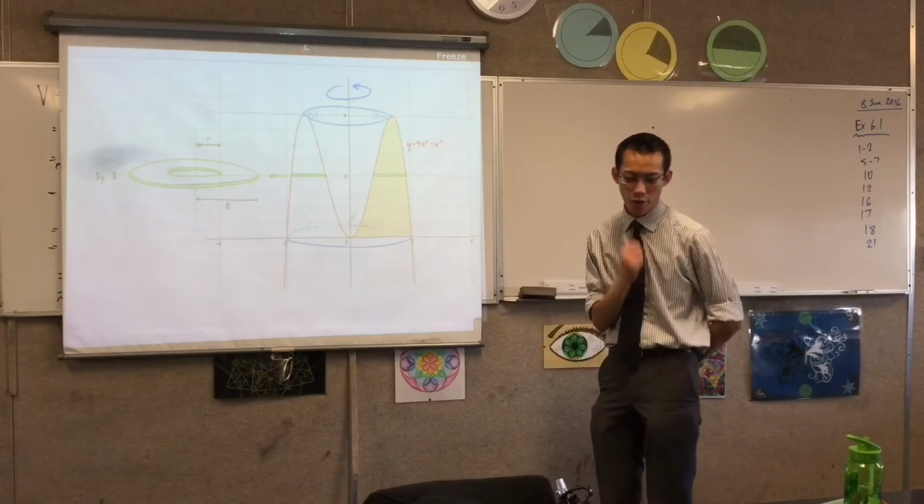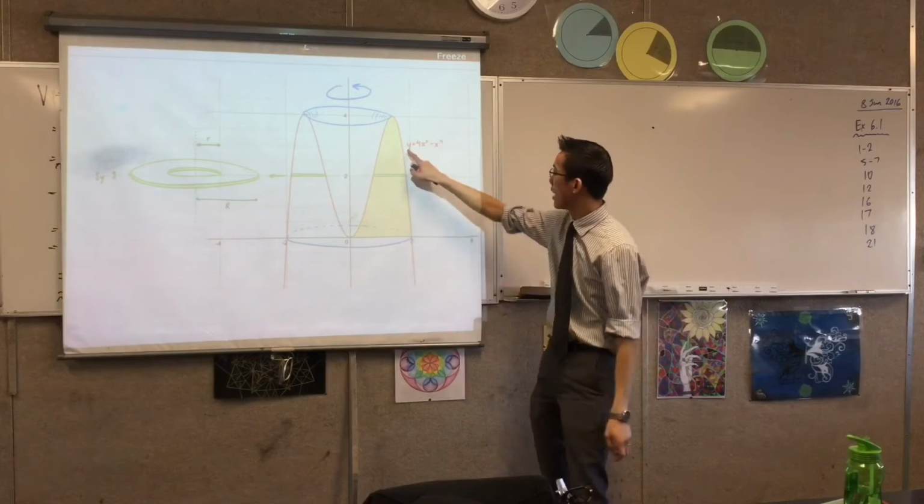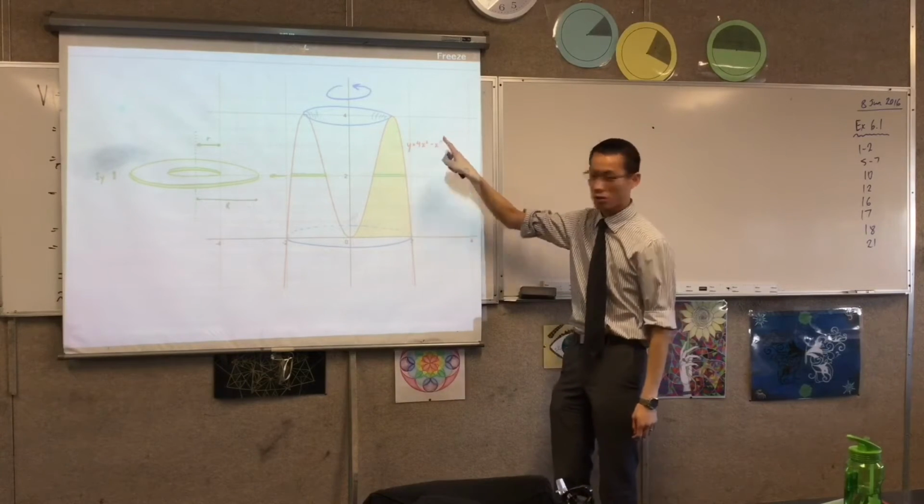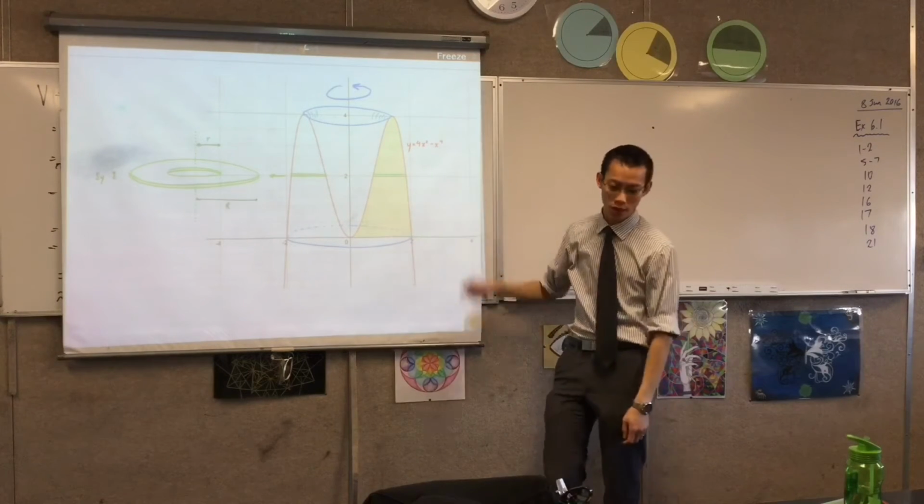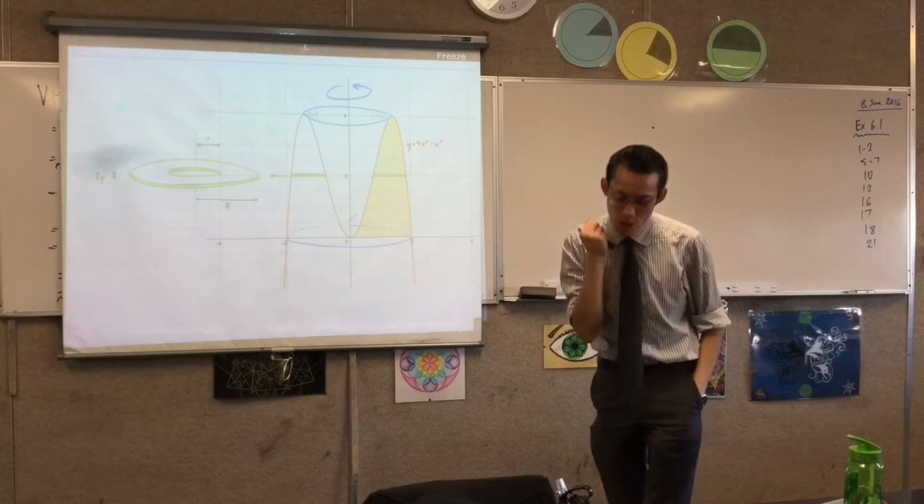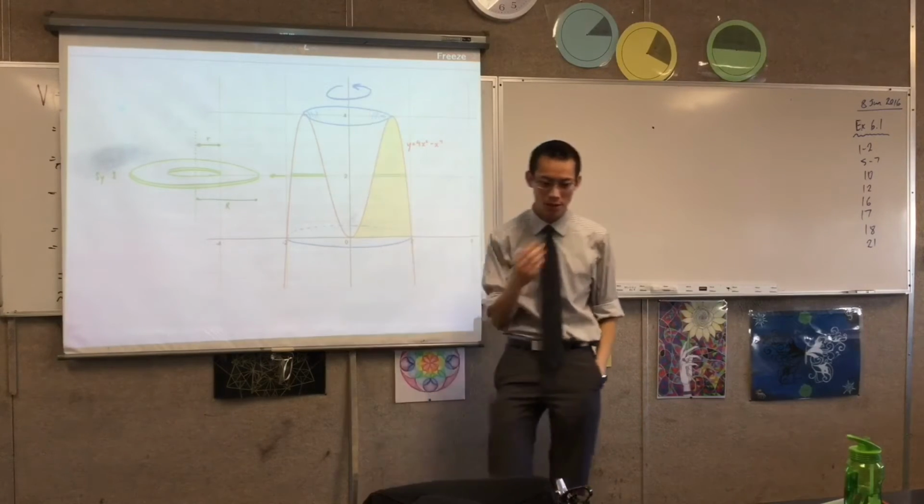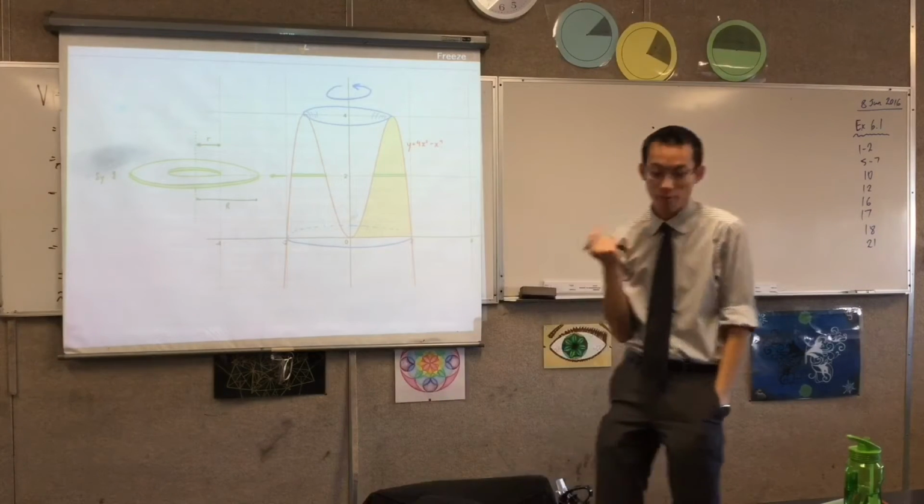The region in the first quadrant, bounded by the curve y equals 4x squared minus x to the 4th, so there's this weirdo looking quartic that we've got here. That region, which I've shaded in yellow, and the x-axis, sorry, is rotated about the y-axis. Find the volume of the solid of revolution generated.